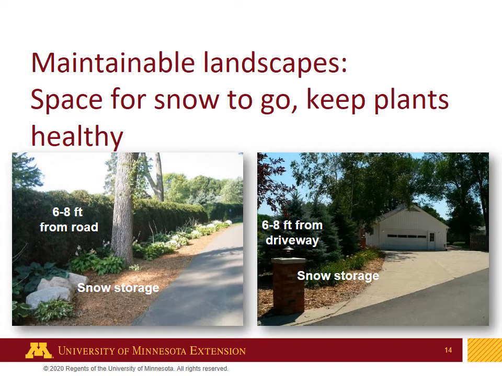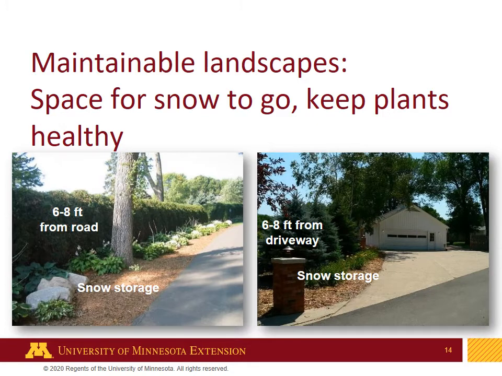In maintainable landscapes, we need to have a space for the snow to go and to keep plants healthy even through the winter. In the picture on the left, you can see that we have an evergreen hedge about 6 to 8 feet from the road. And between the evergreen hedge and the road, we have what we call snow storage. So this is an area, it's mulched, and it has herbaceous plants growing there. Yes, there's a tree, and yes, there's the rocks there. But all of those, including the herbaceous plants, can tolerate having snow piled up on them through the winter.